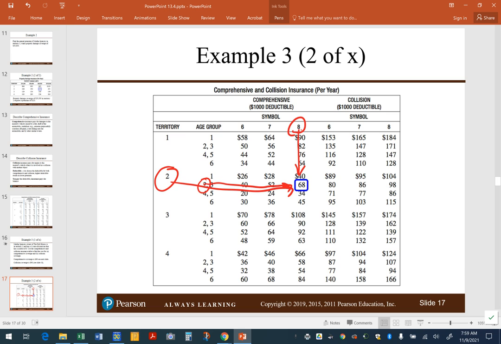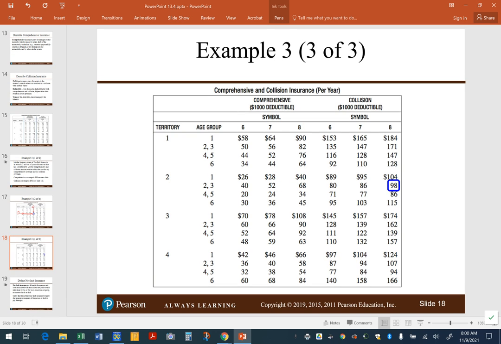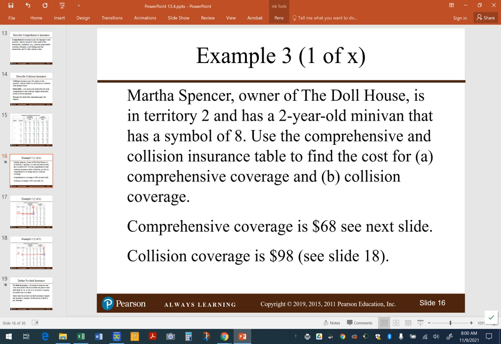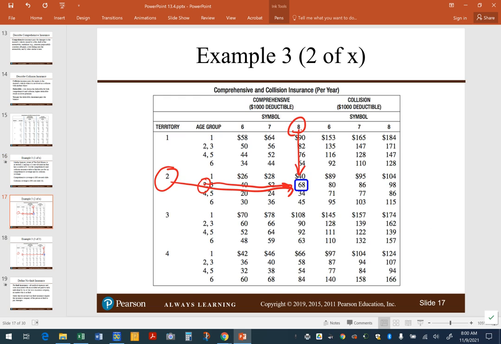So that is how they got the $68. And then her collision, Territory 2, 2-year-old vehicle, symbol 8, $98. So that's how they got $68 and the $98.